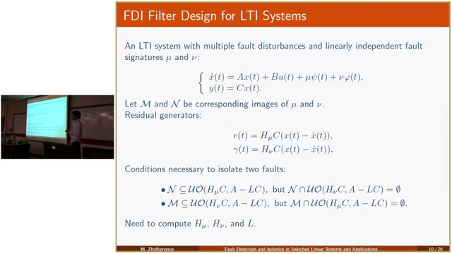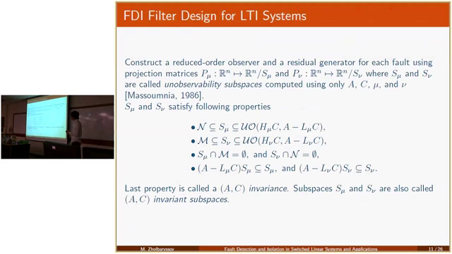But instead of direct computation, we will construct a reduced order observer and residual generator for each fault using projection matrices, which are based on what are called unobservability subspaces, which are computed using only A and C matrices and fault signatures mu and nu. And those unobservability subspaces satisfy 4 fundamental properties.